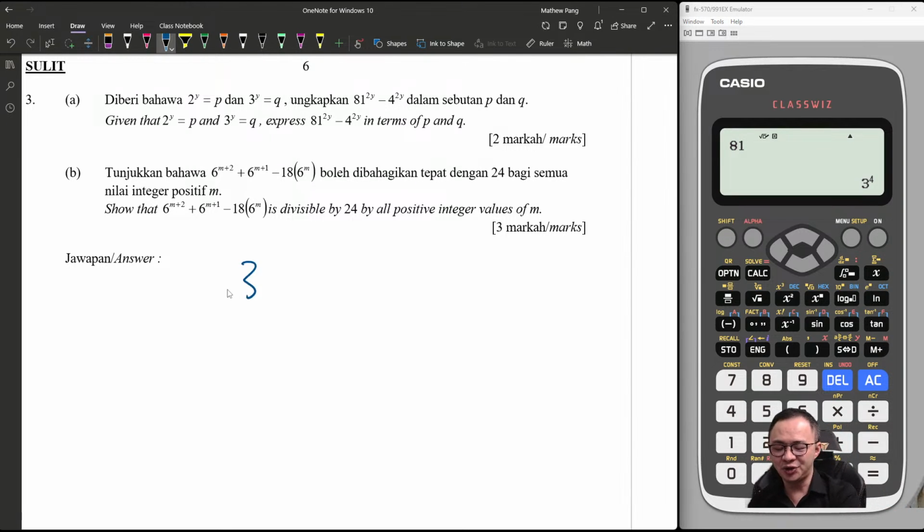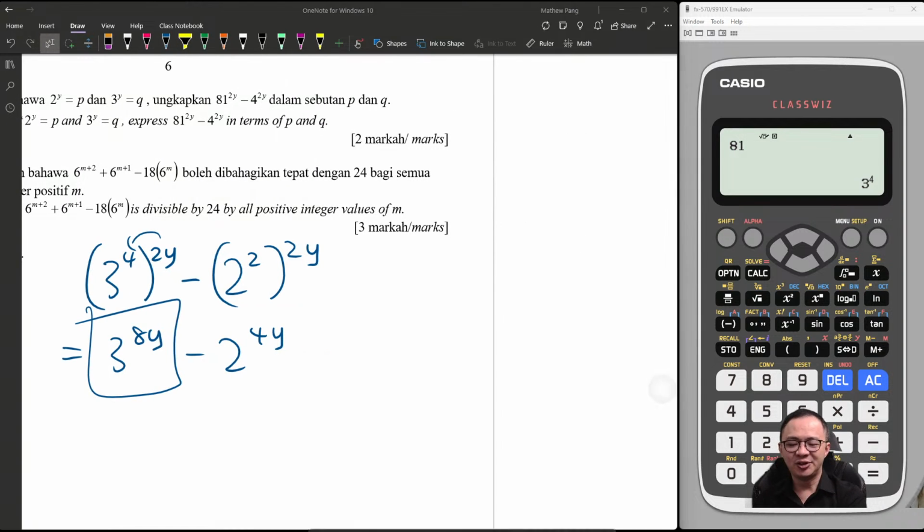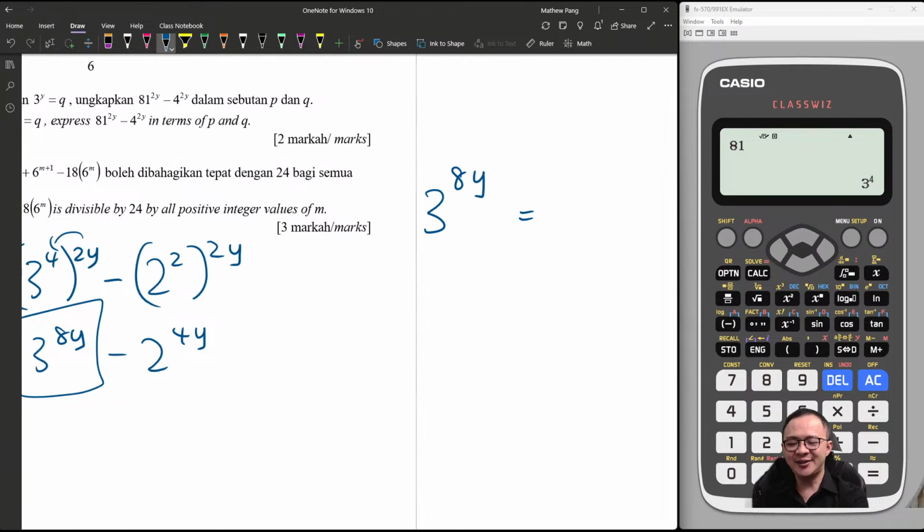Cool. So let's do it. 81, I will change to 3 power 4, 2y, minus 4. 4 is 2 squared. I believe all the students know about this. Alright, so power and power is multiply: 3 power 8y minus 2 power 4y. Okay, now we want to do some magic here. So, is 3 power of 8y the same as 3 power of y8? Think about this. 8 multiply y and y multiply 8. Are they the same or not?